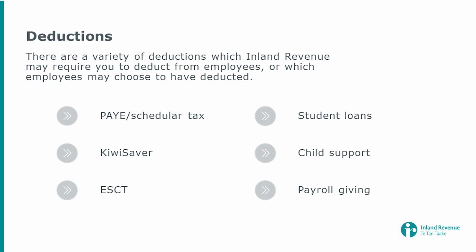Here are the types of deductions you'll need to deduct from wage payments. We'll cover most of these in more detail in the following slides. There may also be times when we request you make additional deductions from an employee's income, for example to cover their arrears. If this is the case, we'll send you a letter with the details.